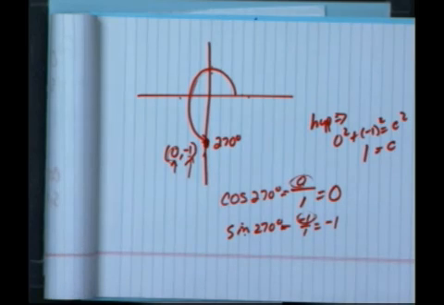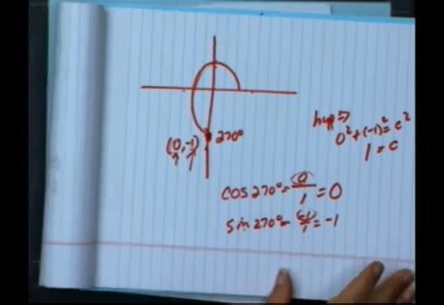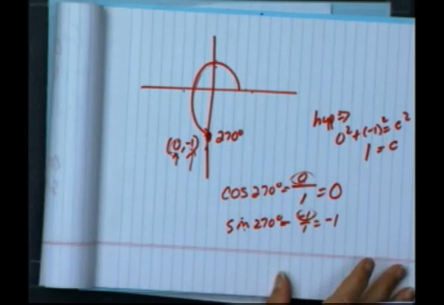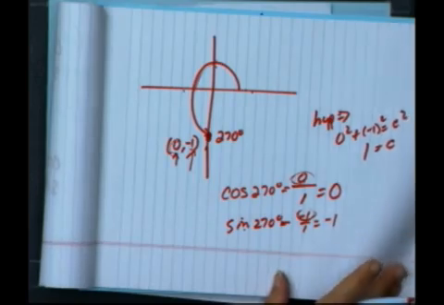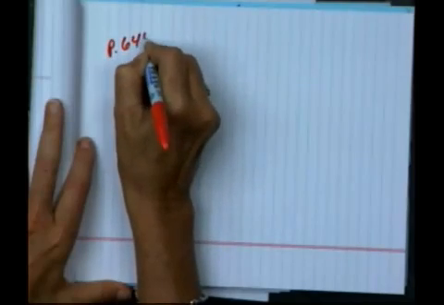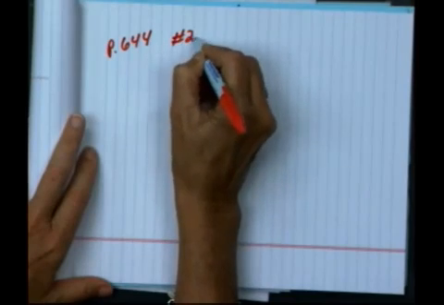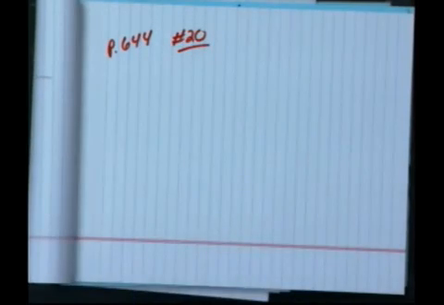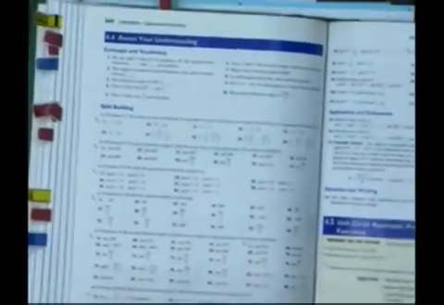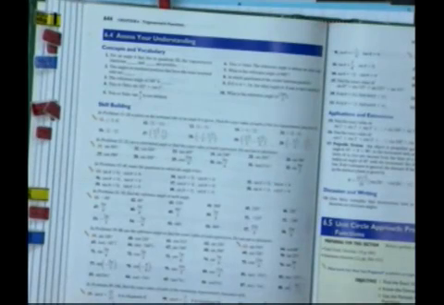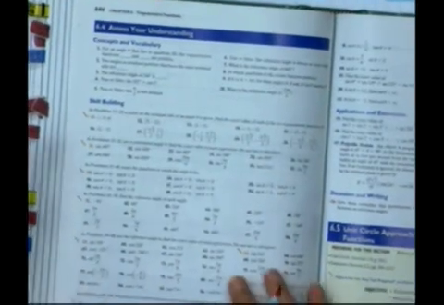All right, I think that is pretty much going to cover what is in 6.4, so let's go to the exercises and make sure I did cover everything. Okay, I'm on page 644 in the exercises, and I'm looking at number 20. Let's see if I can find number 20.